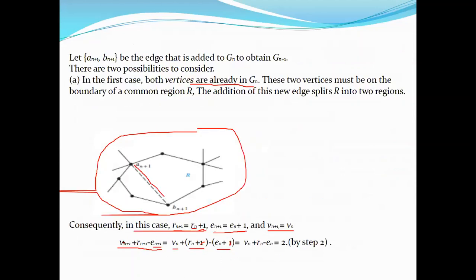That means in this possible case, this combination of Vn plus 1 plus Rn plus 1 minus En plus 1 is also equal to 2.